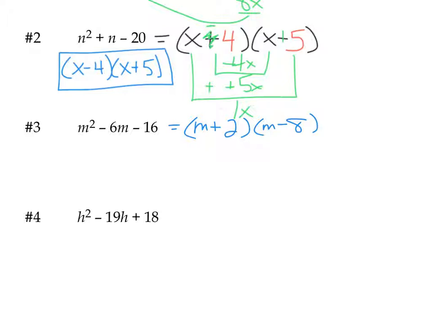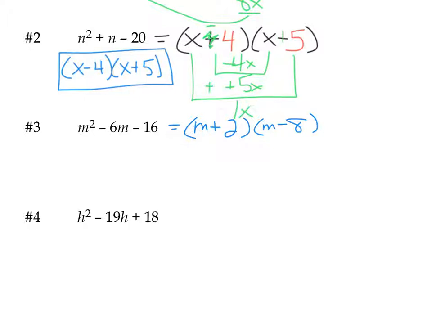How do I know which one's the 2 and the 8? Again, I can check with swings. I want a positive 2 plus a negative 8 to give me this negative 6. A positive 2 times a negative 8 gives me negative 16. They multiply to give me negative 16, and add to give me a negative 6m. And again, you could FOIL that, check with swings, make sure it's working. That would be your correct answer in factored form.